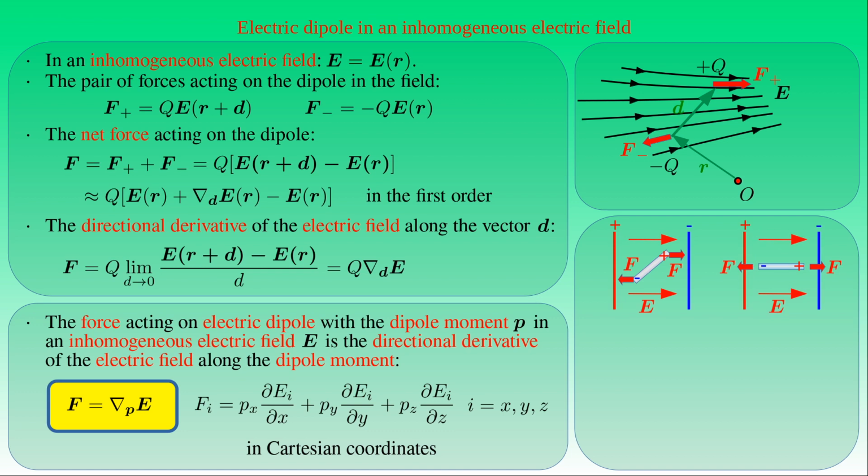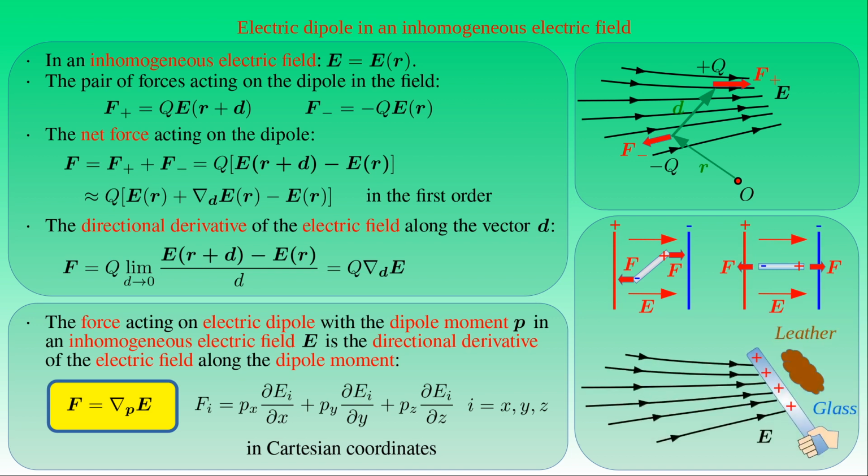In another example we charge a glass rod by rubbing it with leather, and an electrically neutral sphere becomes a dipole due to the separation of charge in the electric field of the charged glass rod. The inhomogeneous electric field of the rod will attract the sphere, since the field exerts a force on the dipole in the direction of the increasing field.